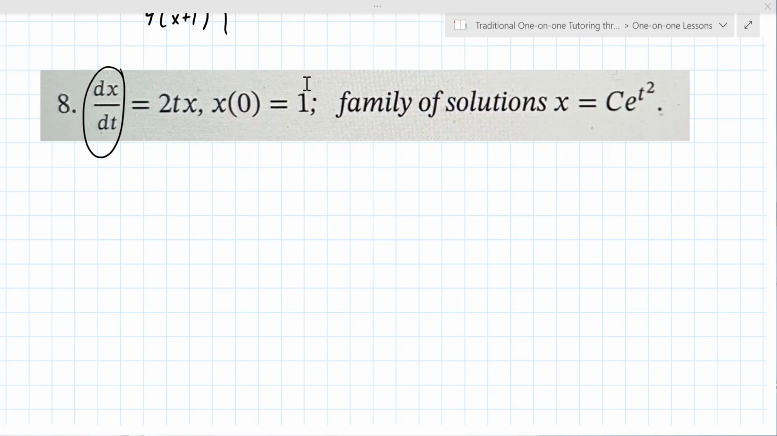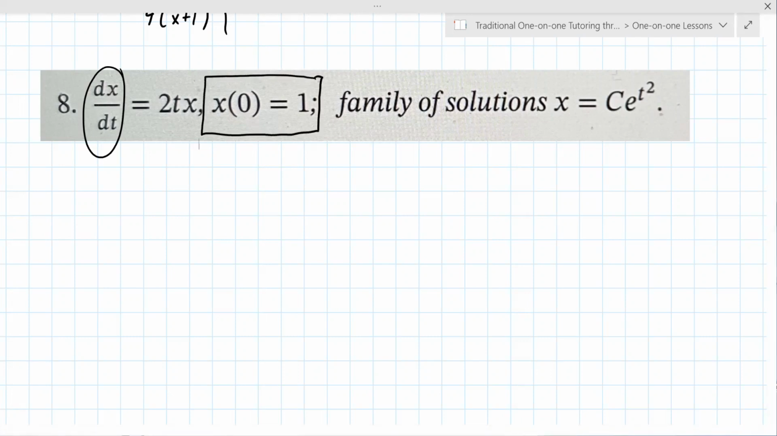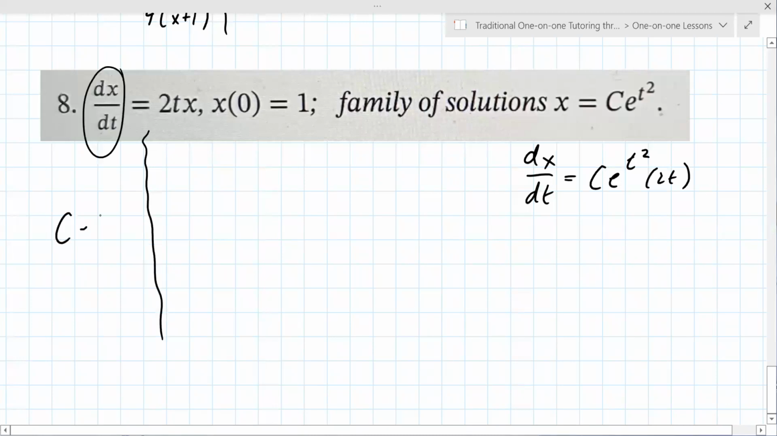Now, what I would do here is maybe put this initial condition in first. Oh, it says for all values of the constant. Okay, that's wrong, so the first thing is to not do that. You're going to just take your dx/dt, ce to the t squared times 2t. So it's another verify: ce to the t squared times 2t on the left. On the right, it's 2t times ce to the t squared.